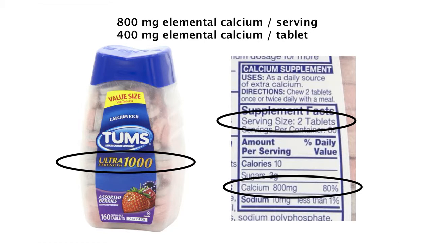One thing I did want to highlight, because I think this is the most important part, is you want to make sure that you're getting what you think you're getting with your calcium pills. A pretty common one is someone might say they're taking Tums Ultra Strength, getting 1,000 milligrams a day is what they think, because that's what it says on the front. But if you look on the back, it'll say serving size 2 tablets, and per serving, it's 800 milligrams.